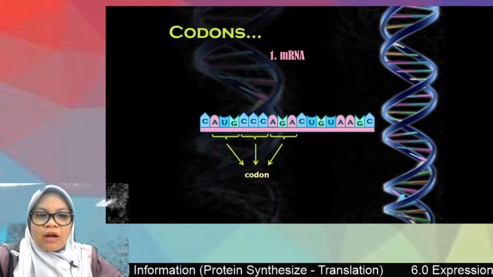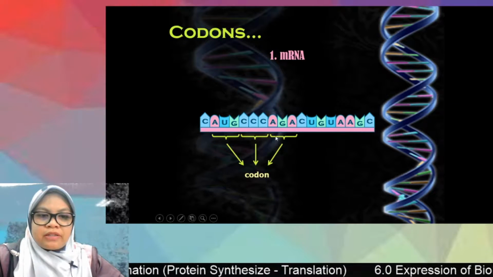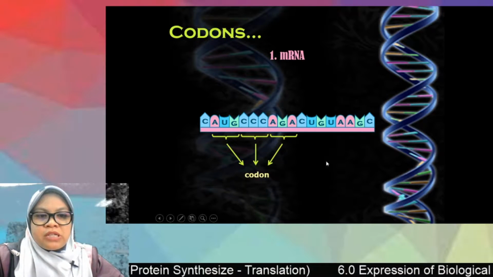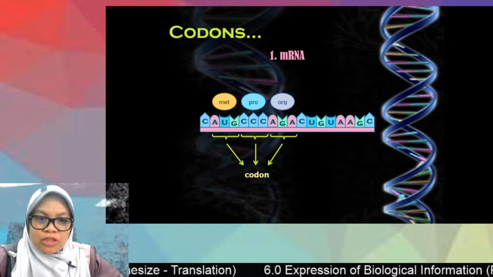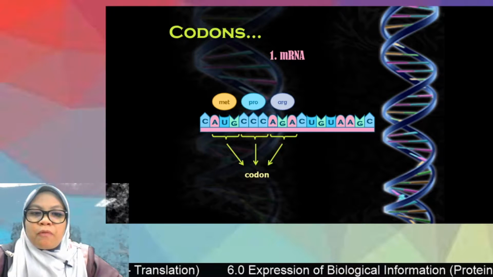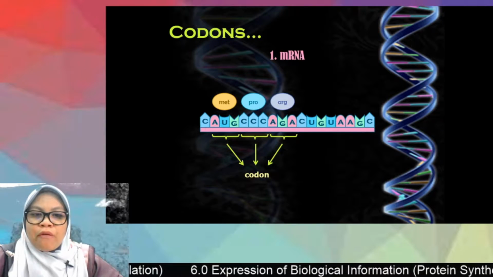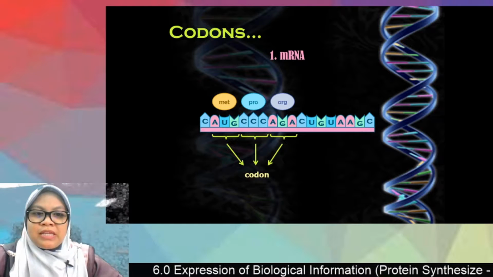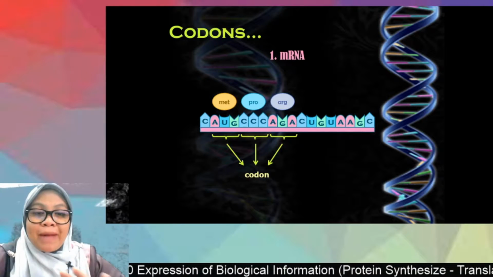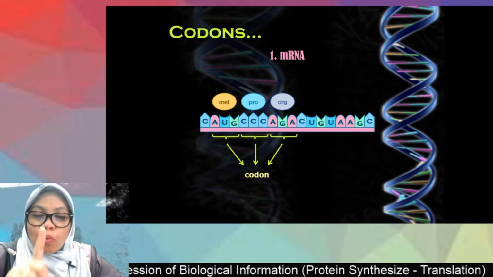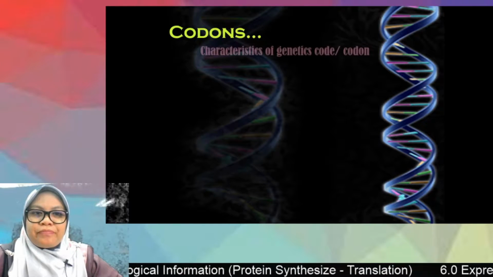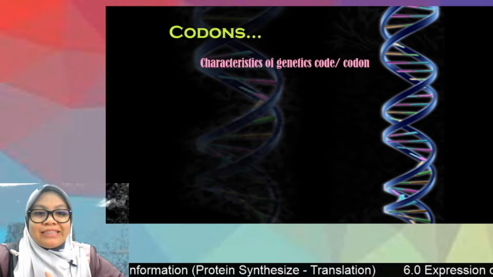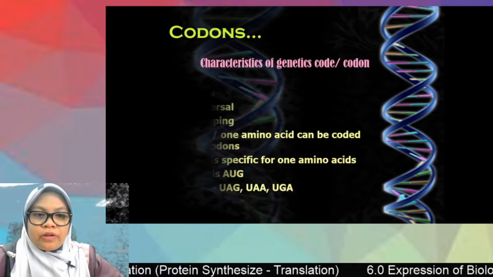So here on the mRNA, the codon is a triplet base. AUG is a codon that codes for the amino acid methionine. CCC for proline. AGA for arginine. So now you can see the triplet base on mRNA is called codon. One codon specifies or codes for one amino acid. So this is the characteristic of the genetic code of codon.